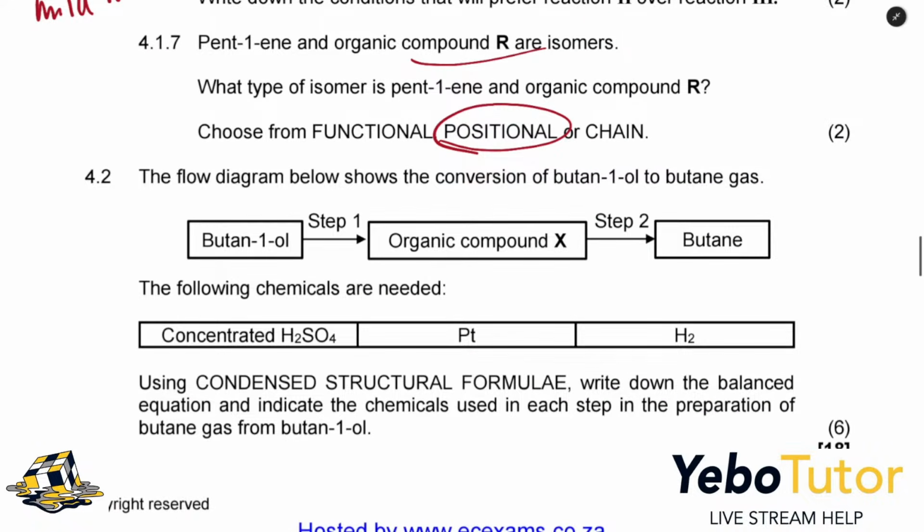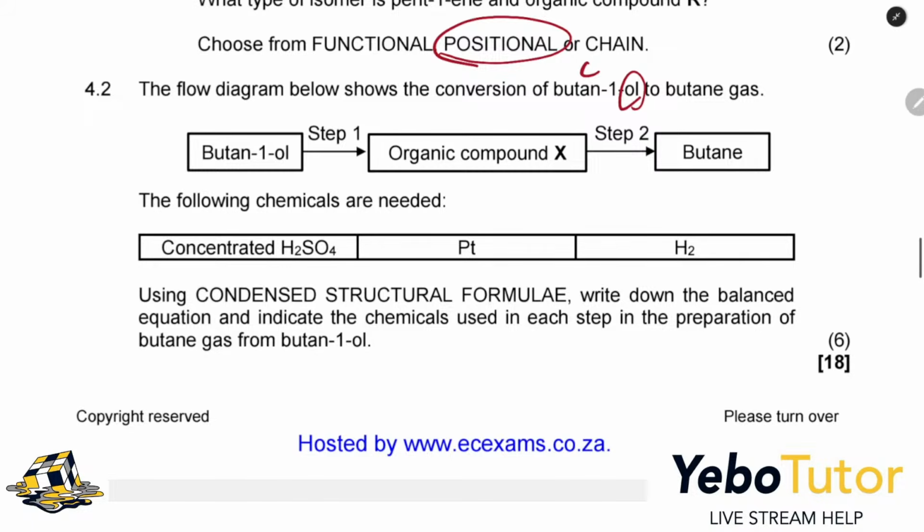Now we are given the flow diagram below, which shows the conversion of butan-1-ol. This is 4 carbon atoms, and the ol shows that it's an alcohol, to butene gas. Now the following chemicals are needed: concentrated sulfuric acid, H2SO4, and Pt/H2. Using condensed structural formula, write down the balanced equation and indicate the chemicals used in each step. They need this as condensed structural formula to assist in the preparation of butane gas from butan-1-ol. Okay guys, this is quite easy. We can write this properly and fast.